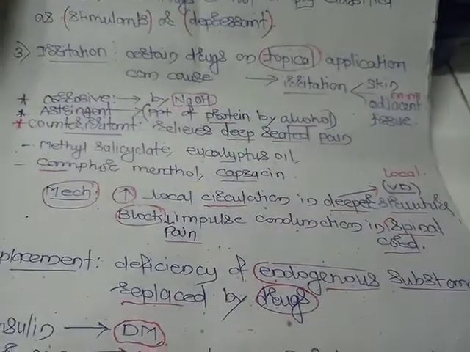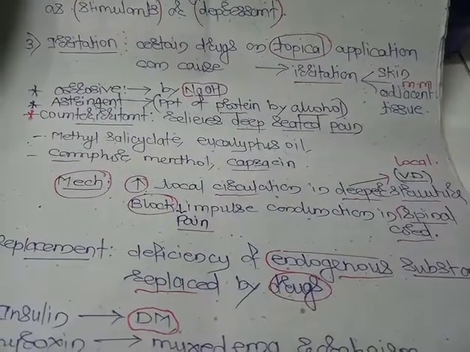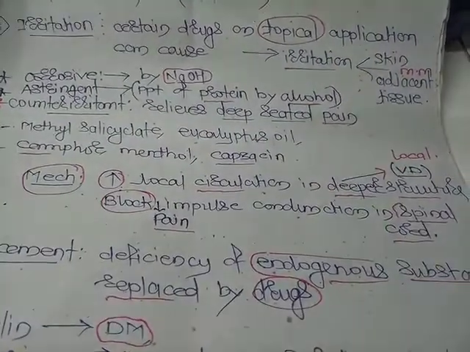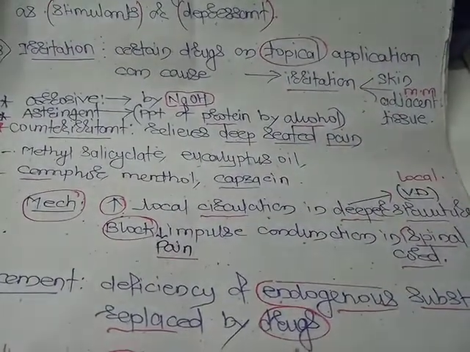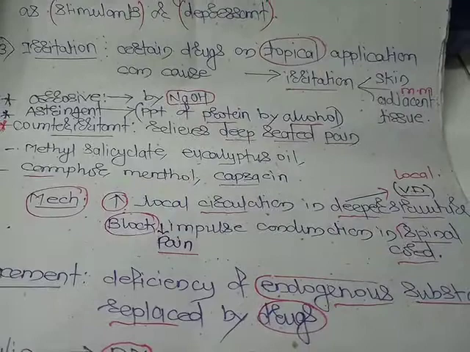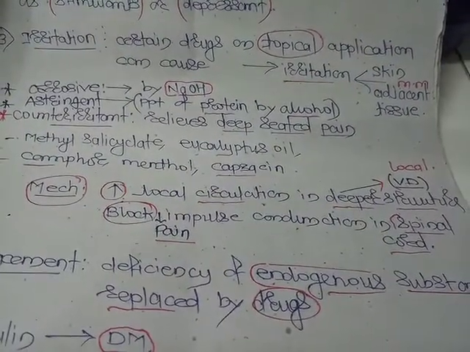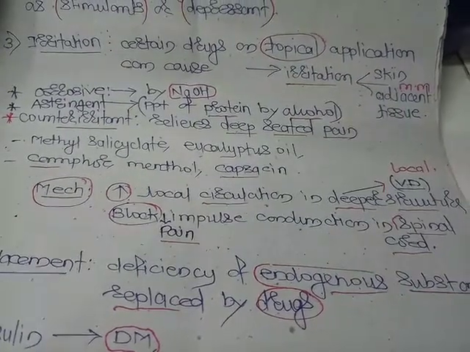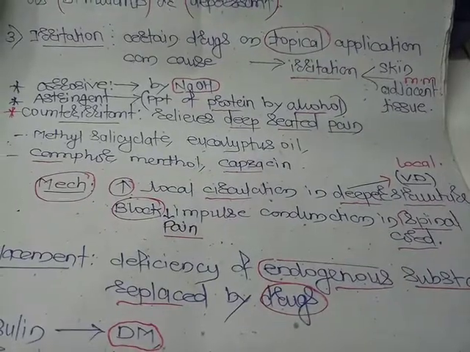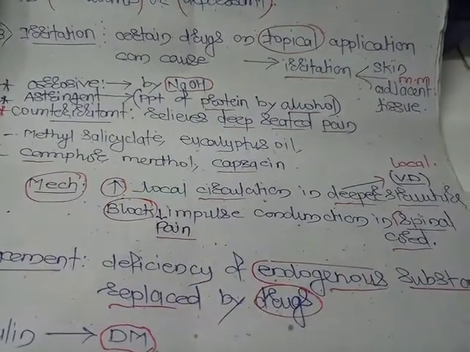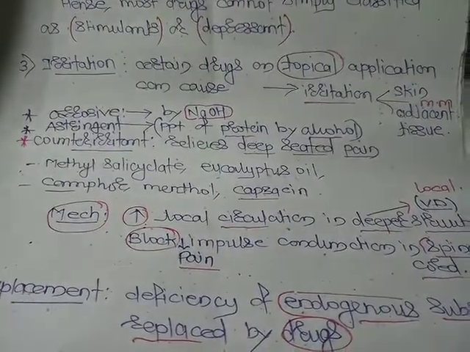But by which mechanism does it act as a counter irritant? It increases local circulation in the deeper structure by causing local vasodilation. It also blocks pain impulse conduction in the spinal cord. So this is how they act.